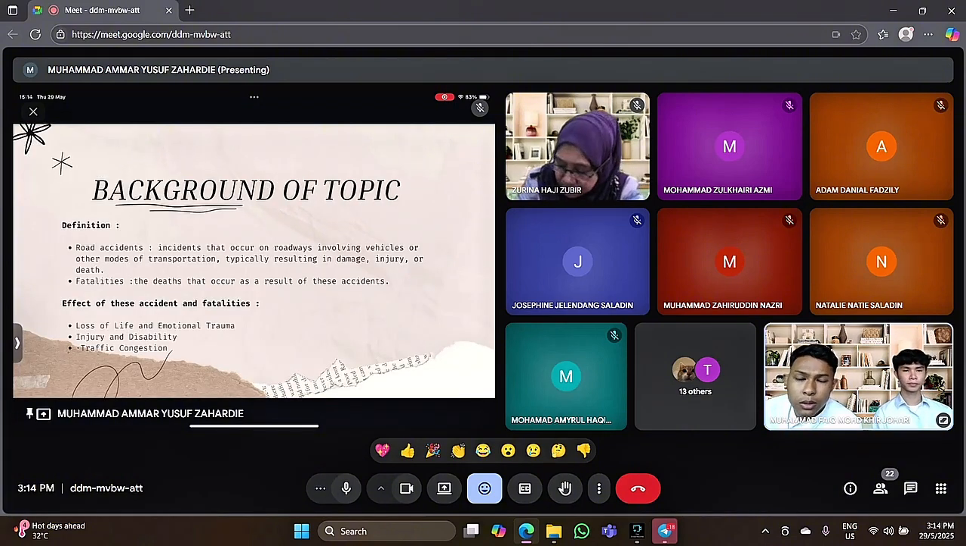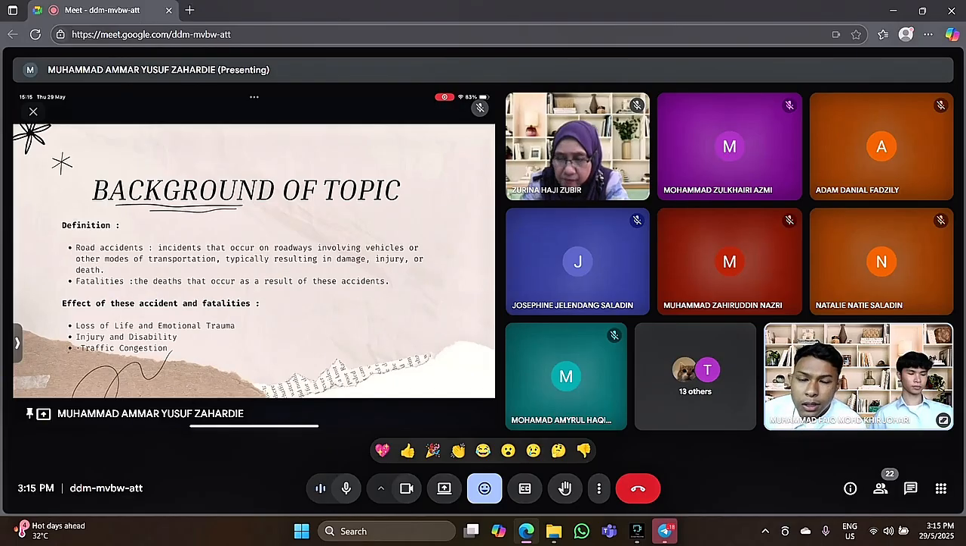I'm going to talk about definitions. Road accidents are incidents that occur on roadways involving vehicles or other modes of transportation, typically resulting in property damage, injury, or death. These accidents can be caused by various factors such as human error, poor road conditions, mechanical failure, or adverse weather. Fatalities refer to the deaths that occur as a direct consequence of these accidents.